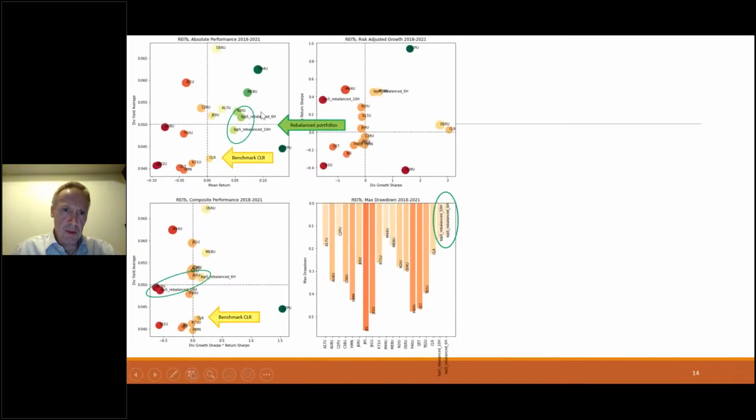So here are the results for REITs, whereby the rebalanced portfolios, circled in green, have outperformed the index or the benchmark ETF CLR, both in terms of average dividend yield, dividend growth Sharpe, and return Sharpe, and also drawdown. Drawdown was actually quite low.